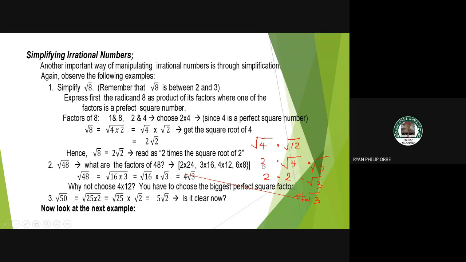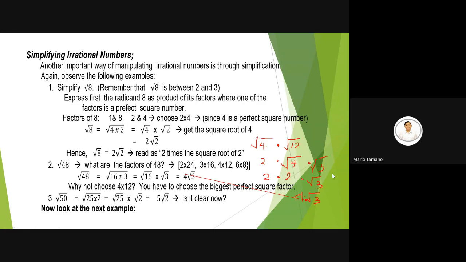Then, kinopya ko lang po yung 2 sa itaas times, kinopya ko ulit. Tapos yung principal root ng square root of 4, that is 2. What is the principal root of 4? Di ba 2? Tama? Opo. Kopyahin nyo lang yung times, no? Yung multiplication symbol nating dot.